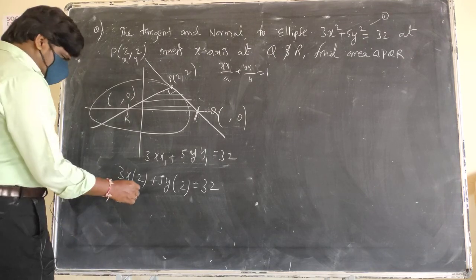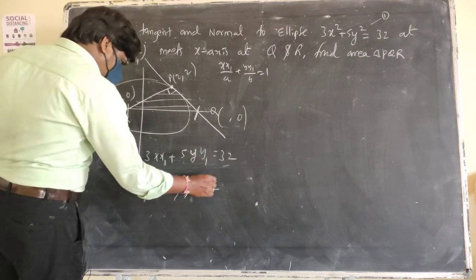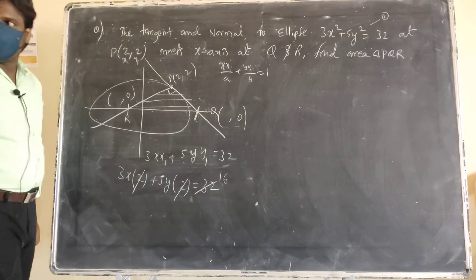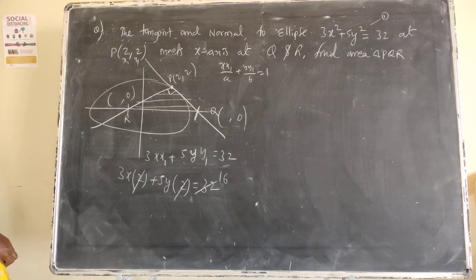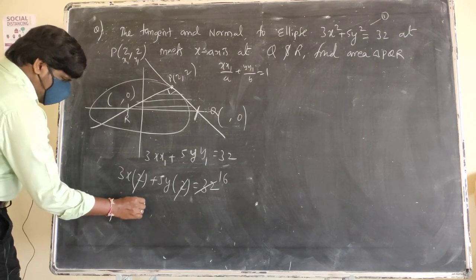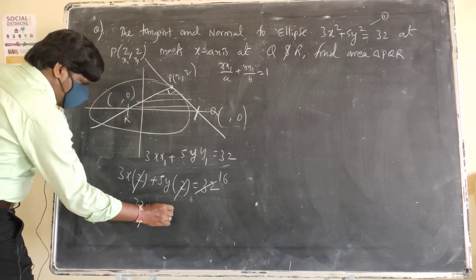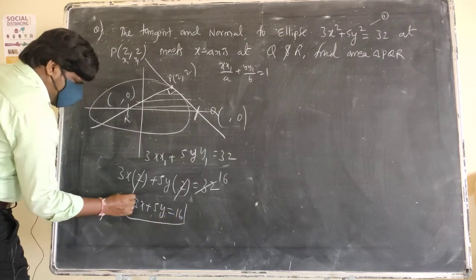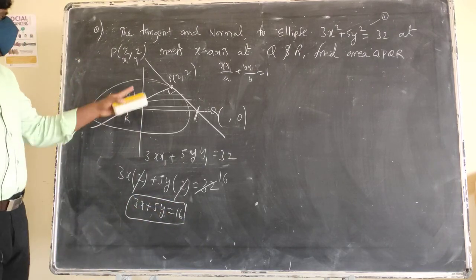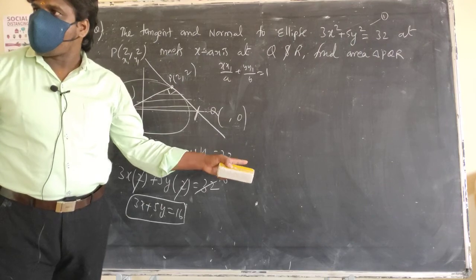Therefore, I can cancel here. 2 ones are 2, 18, 16s are... Right, 2 is common, so it cancels out. So what is the equation of the tangent? 3x plus 5y is equal to 16, I get. This is the equation of the tangent.